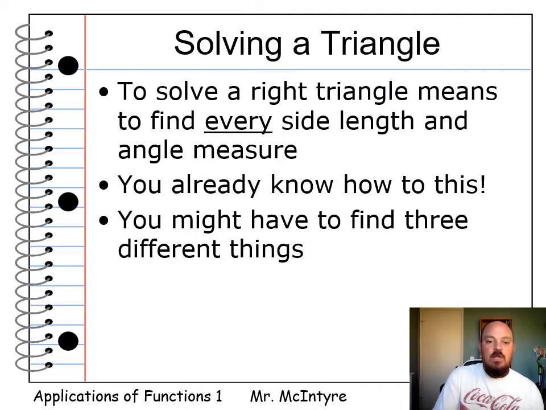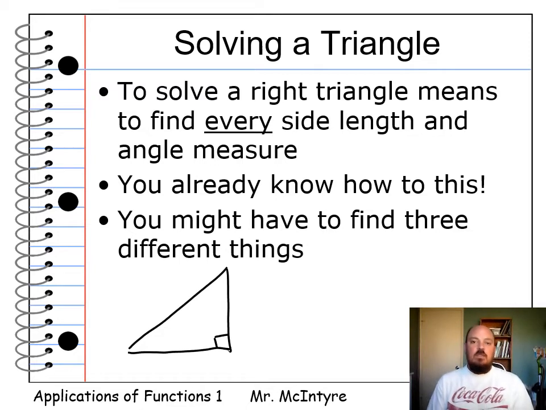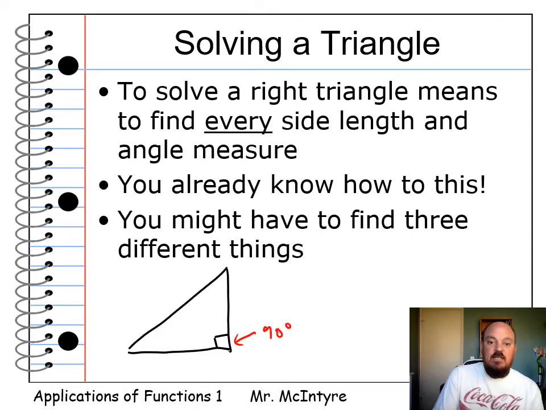So let's say I drew a right triangle right here. And I say, let's solve this triangle. Well, number one, we already know that one of the angles is a right angle. And a right angle is 90 degrees. So that's 90. I don't have to find that one. So automatically I'm down to 5. There's only 5 things left.